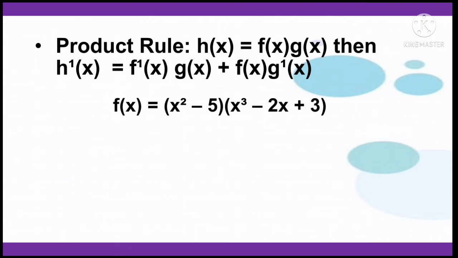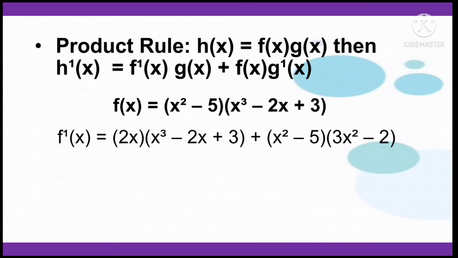So as we solve this given, which is the quantity x squared minus 5 and the quantity x cubed minus 2x plus 3, and find the derivative, we came up with f prime of x equals 2x, since it is the derivative of our f of x, which is x squared minus 5. We apply the power rule and constant rule, so we came up with 2x as the derivative of our f of x.